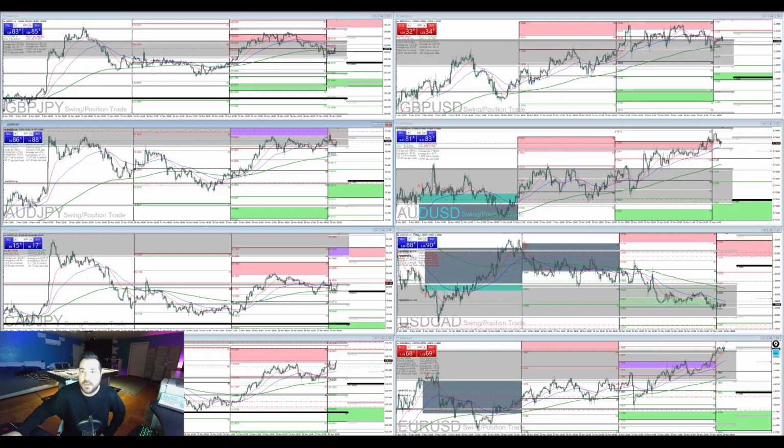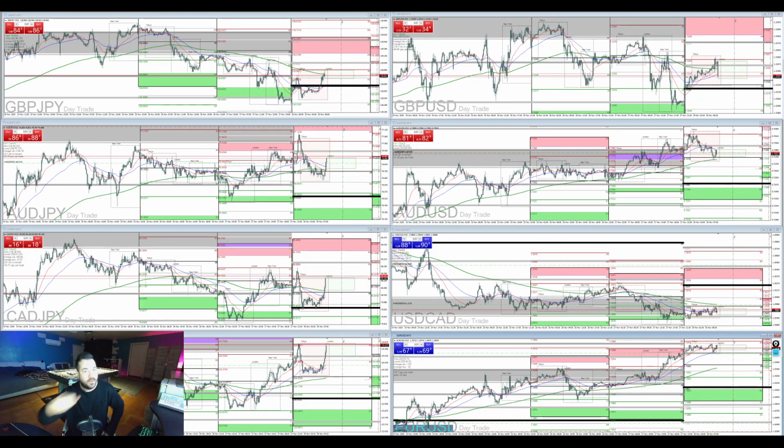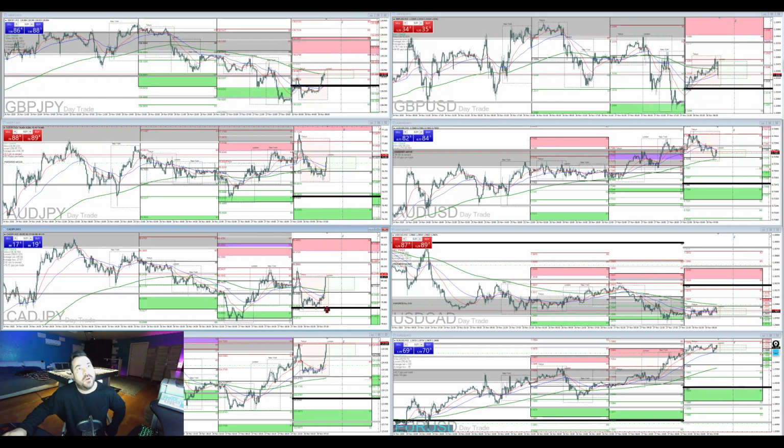Let's take a look at our day trade. Long ways away from every level that I was speaking of, except for the pound yen and the CAD yen. So here we go. Let's go ahead and mark out. Let me just take a look here around again. Okay. Let me go ahead and mark this out here. CAD yen.